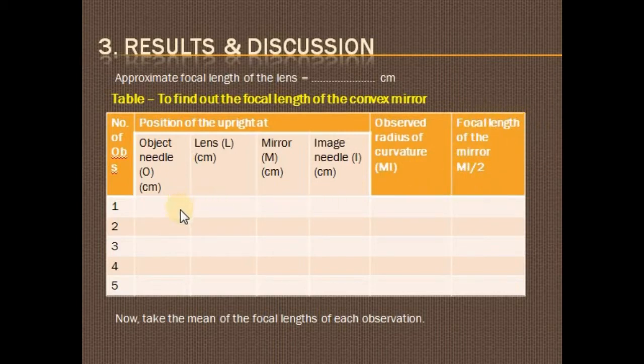So you have to repeat the experiment 5 times, and after taking the data you have to take the mean of this focal length, and that would be the measured focal length of the convex mirror.